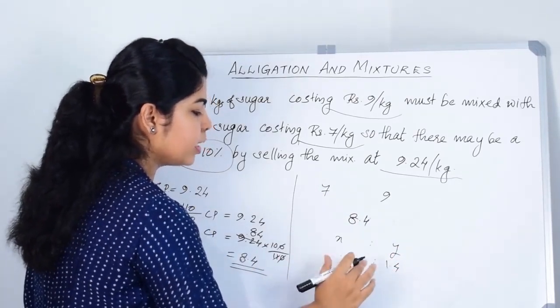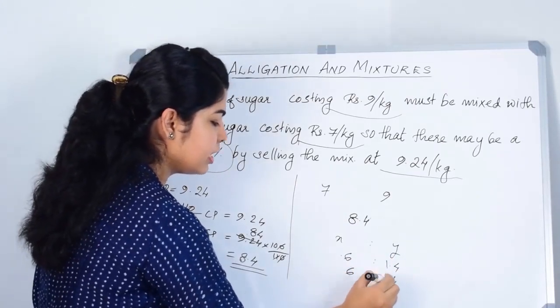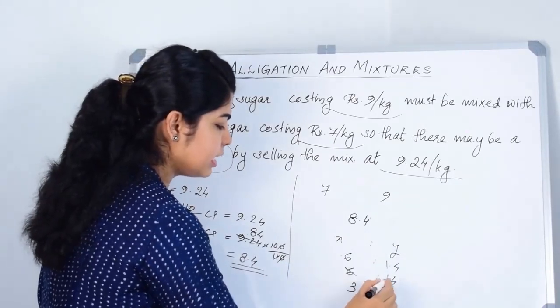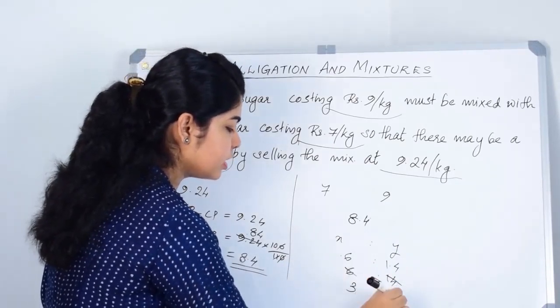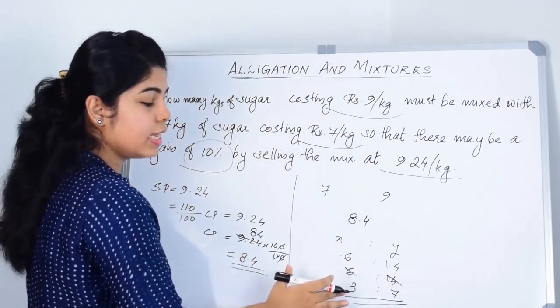And I am going to multiply both sides with 10. It will be 6 here and 14 here. By cancelling both sides with 2, we will get 3 and 7. So the ratio in which both the varieties of sugar should be mixed is 3:7.